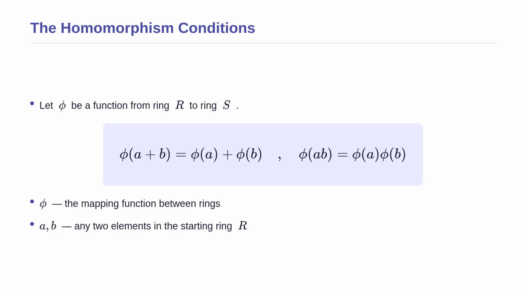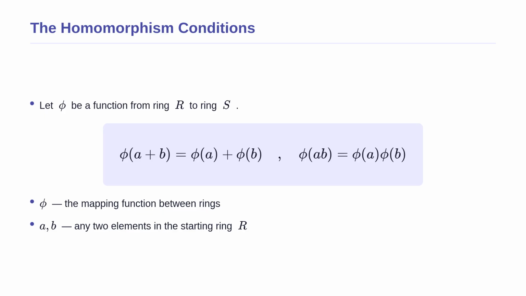Where do these equations come from? They are the literal translation of preserving structure. The first equation guarantees that the function preserves addition. The left side tells us to add A and B inside the first ring, then apply the function. The right side tells us to apply the function first, then add the outputs in the second ring.